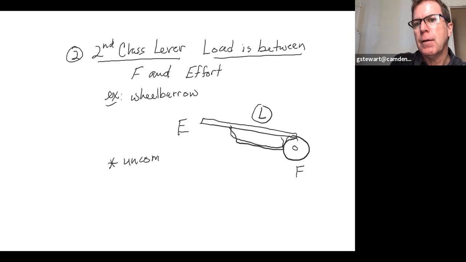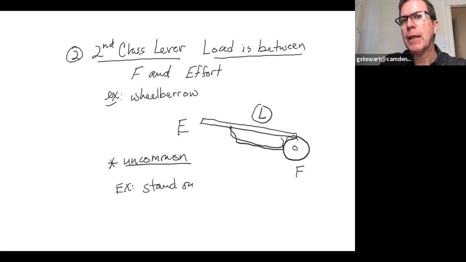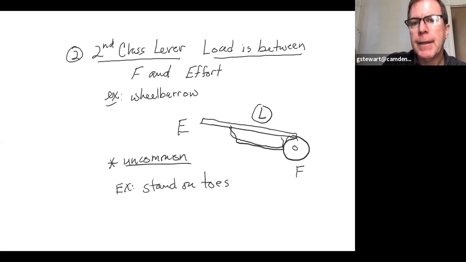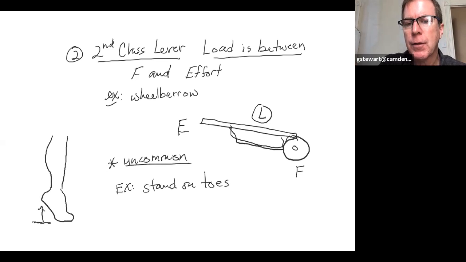But there is a classic example that we can give in the human body, and that is when we stand on our toes. This is an example of a second-class lever, and I'll explain to you how that works. So I'm drawing a side view, a lateral view of the calf. There's the shin. When we stand on our toes, I'm just going to draw an arrow up to imply that we have gone from the heel off the ground to standing on our toes.